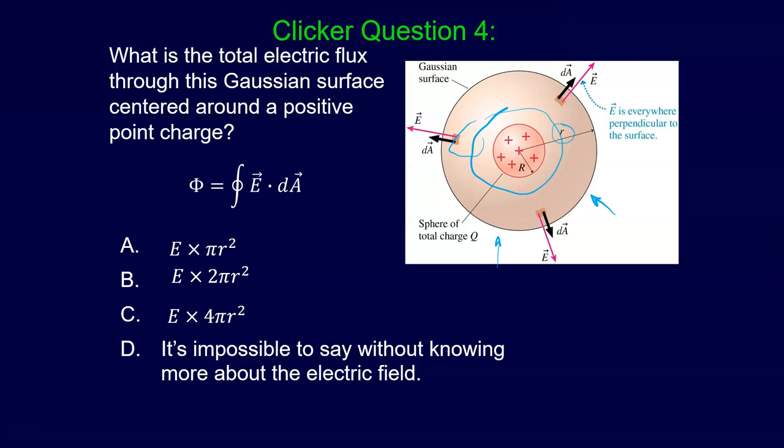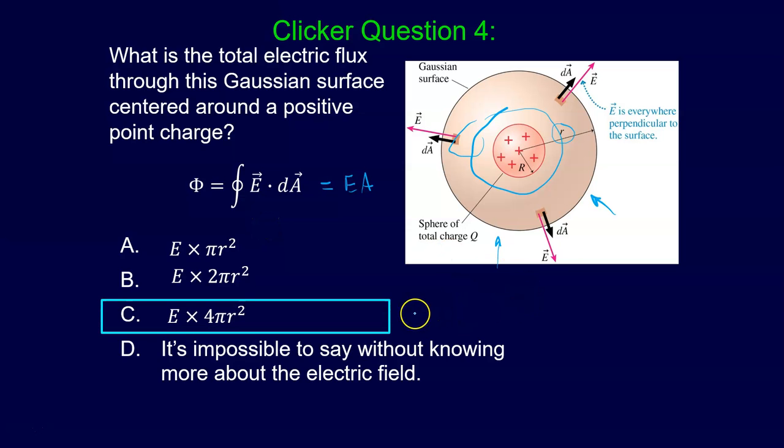Okay, so this is like that case we were talking about before, where you can say that this is just going to equal the electric field times the area. Because the electric field is always perpendicular, the cosine of theta becomes cosine of 0, which is 1. The electric field pops out in front, and you're just integrating over the area. For us, that would be E times 4 pi r squared, if you just remember the surface area of a sphere. This Gaussian surface is a sphere, so its area is 4 pi r squared.